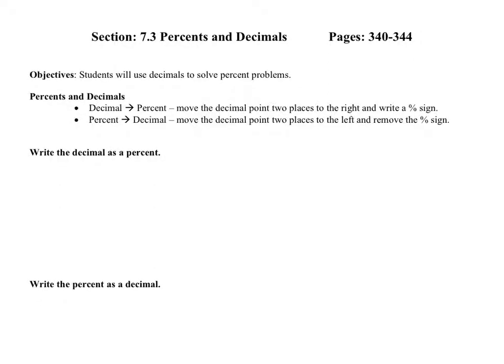Okay, today we're going to talk about the relationship between percents and decimals. So if you notice up here where the vocabulary usually is, there's two ways we can go from a decimal to a percent, and it tells me I'm going to move the decimal point 2 places to the right and add a percent sign. And then if I want to go from a percent to a decimal, I'm going to do just the opposite. I'm going to move the decimal 2 places to the left and remove the percent sign.